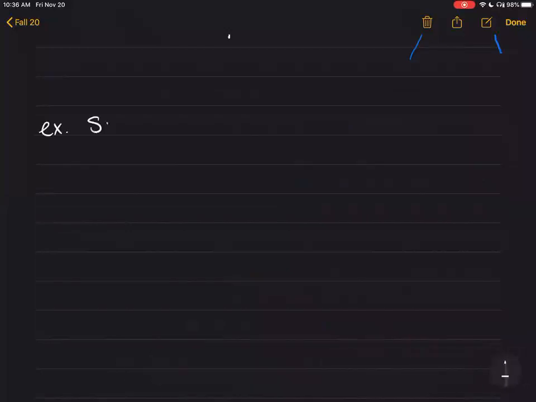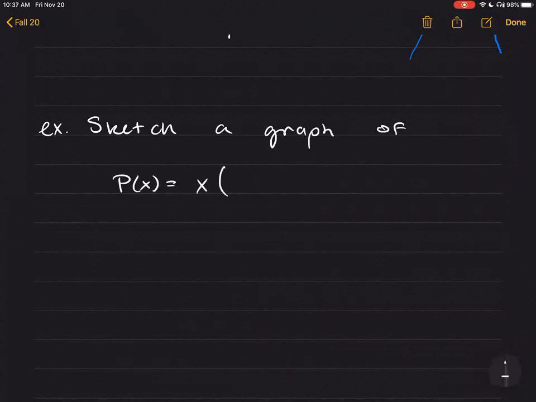So sketch a graph of, and let's do p of x equals, let's do x on the outside, then times (x plus 1) squared, times (x minus 2). So here we already have something in factored form. To really just use the end behavior, we're going to need to expand this out. If you FOIL it out and do all the expansions, I think what you get is x to the fourth minus 3x squared minus 2x.